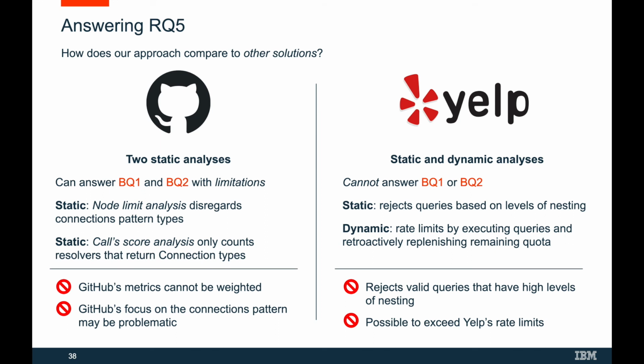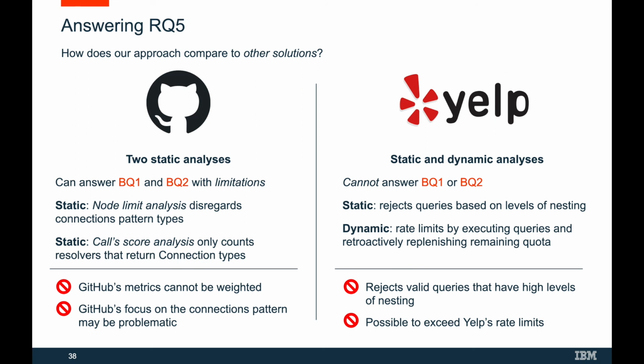GitHub's GraphQL API relies on two static analyses, which can answer bound question 1 and bound question 2, but with limitations. For example, their node limit analysis disregards types associated with the connection's pattern. Meanwhile, their call score analysis only counts resolvers that return connection types. However, we think there may be a few reasons why our analysis may outperform GitHub's solution.